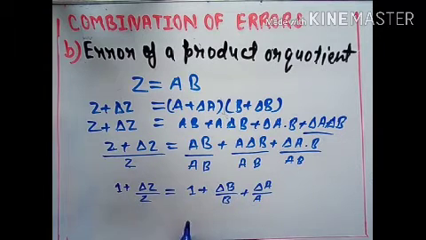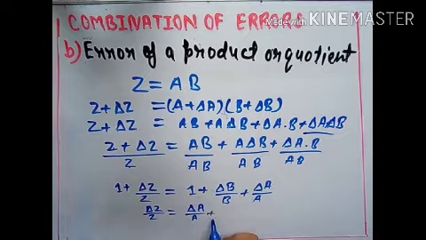1 can be cancelled, so the left value is delta z upon z is equal to delta a, writing in this manner. A I am giving first priority. You know addition follows the commutative law. Now this is the final result: delta z upon z is equal to delta a upon a plus delta b upon b.